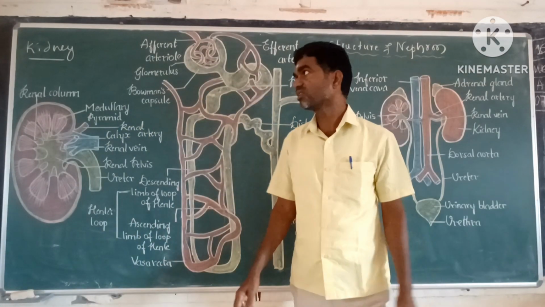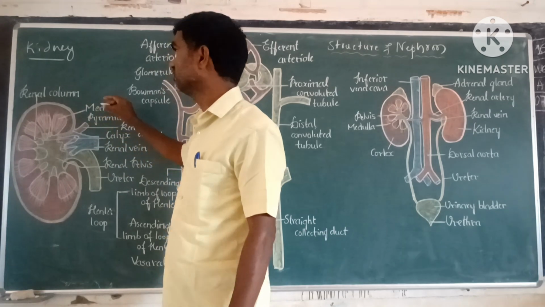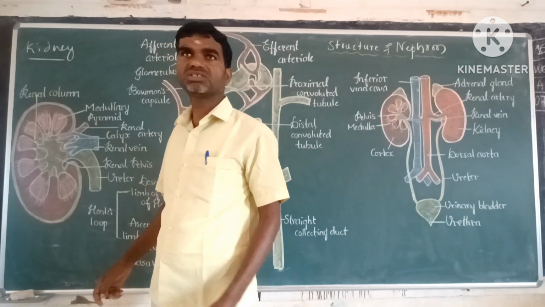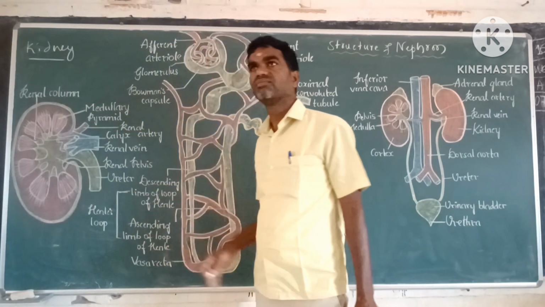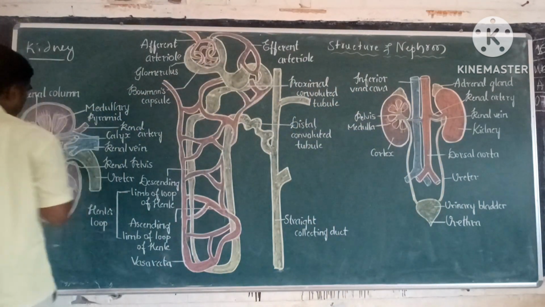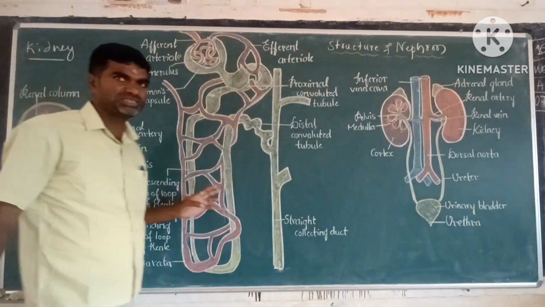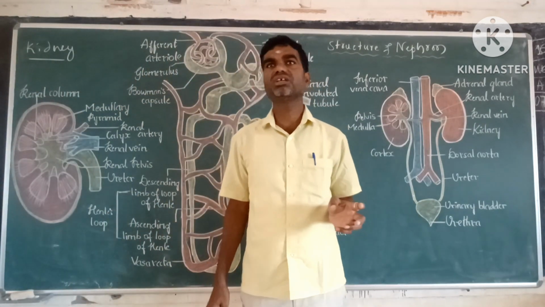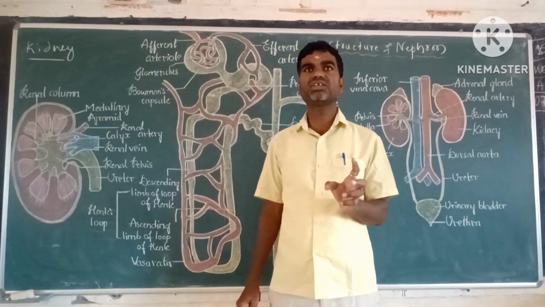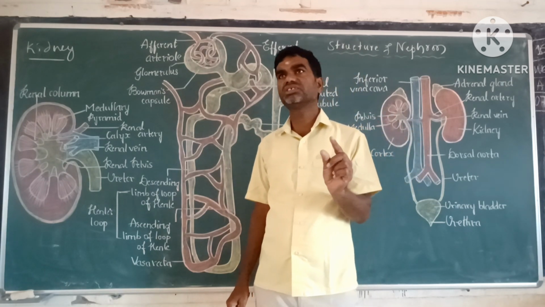Structure of the kidney. The kidney is a bean-shaped structure. It is reddish in color. It is present in the abdominal region, from the last thoracic vertebra to the third lumbar vertebra.